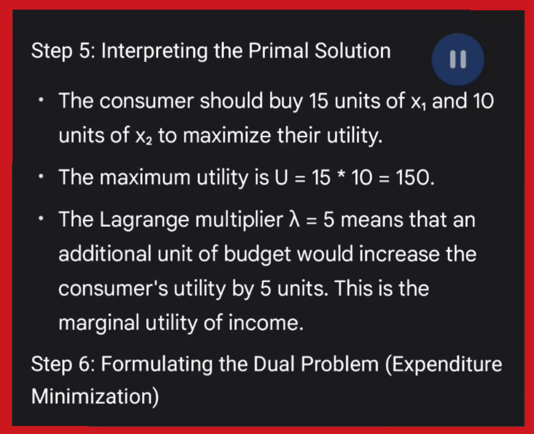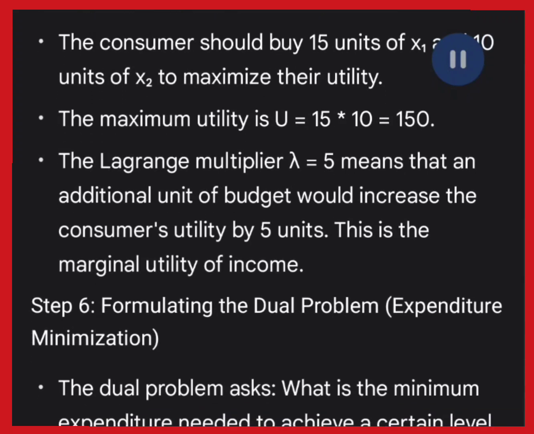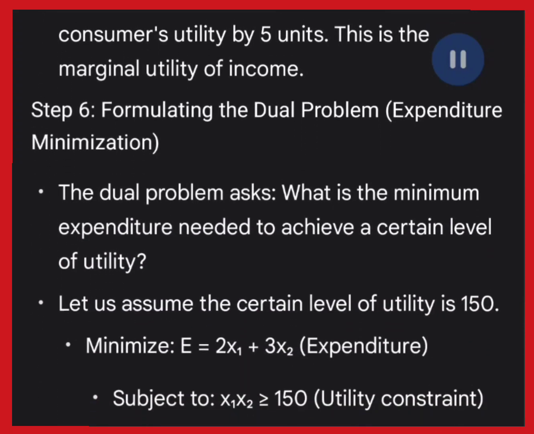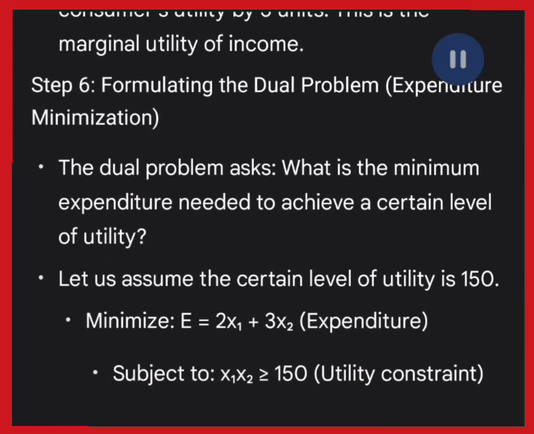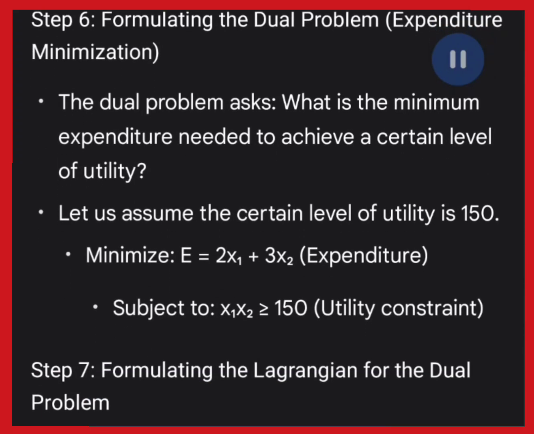Step 6. Formulating the dual problem, expenditure minimization. The dual problem asks: what is the minimum expenditure needed to achieve a certain level of utility? Let us assume the certain level of utility is 150. Minimize E = 2x₁ + 3x₂, the expenditure, subject to x₁x₂ ≥ 150, the utility constraint.